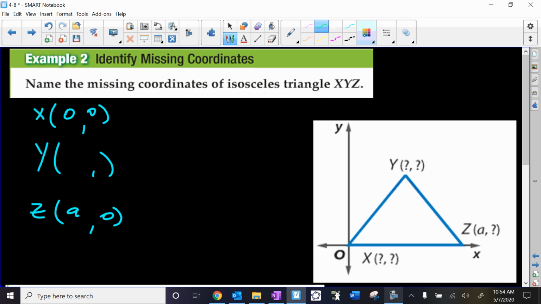And then for Y, this is where it's important to know that I have an isosceles triangle, meaning these two sides are congruent. If I have an isosceles triangle and I dropped Y down on this base, it would be directly in the middle of this segment XZ. Directly in the middle of a segment that is A units long would be A divided by 2. And then the height, we don't know is associated with A at all, since it's not equilateral. We can call the Y value anything that we want. In this case, I'll just call it B.